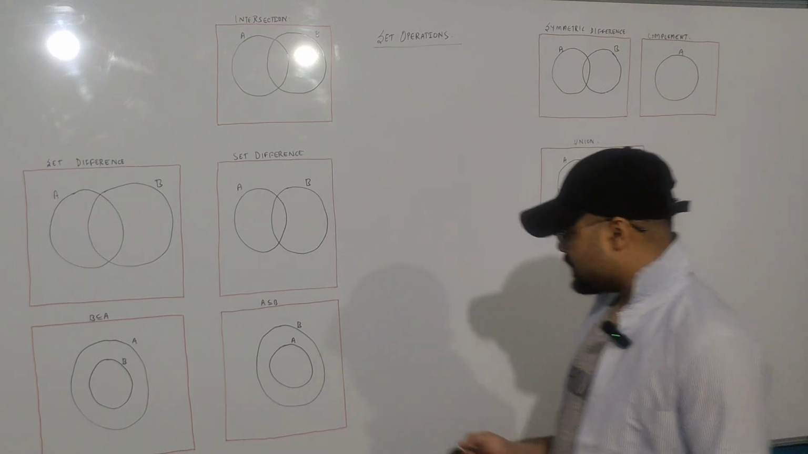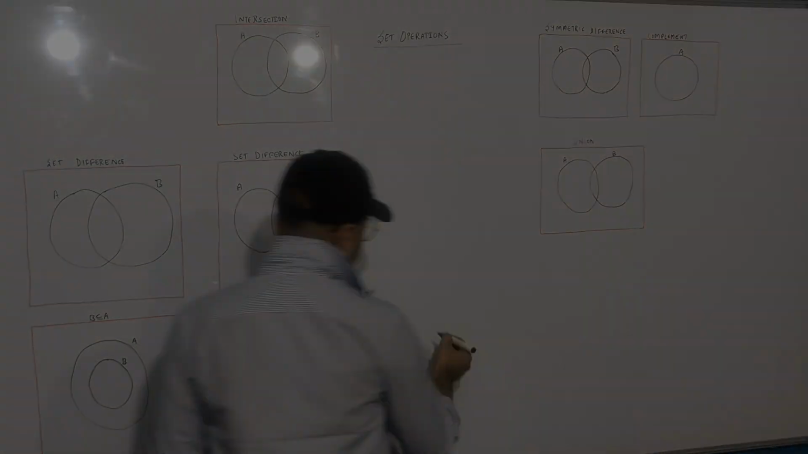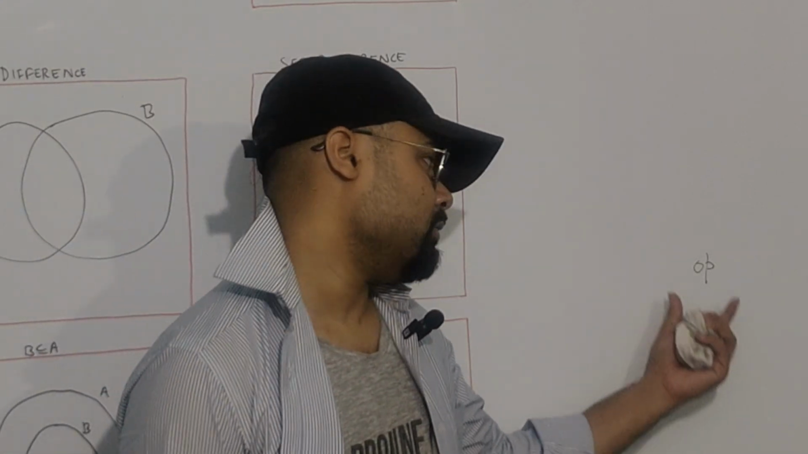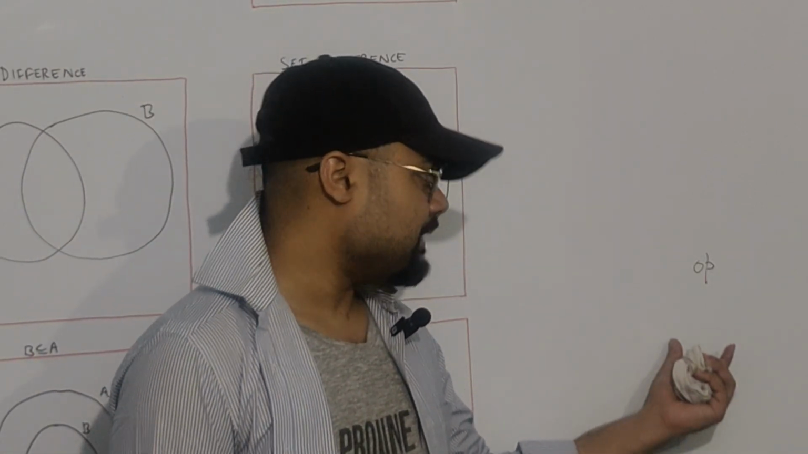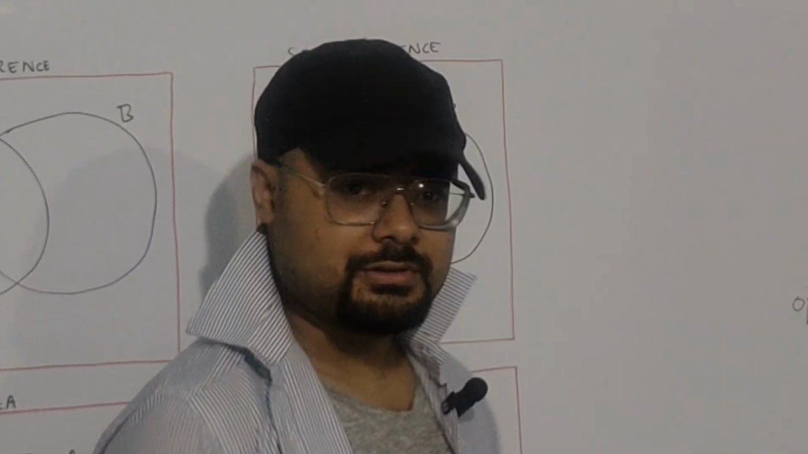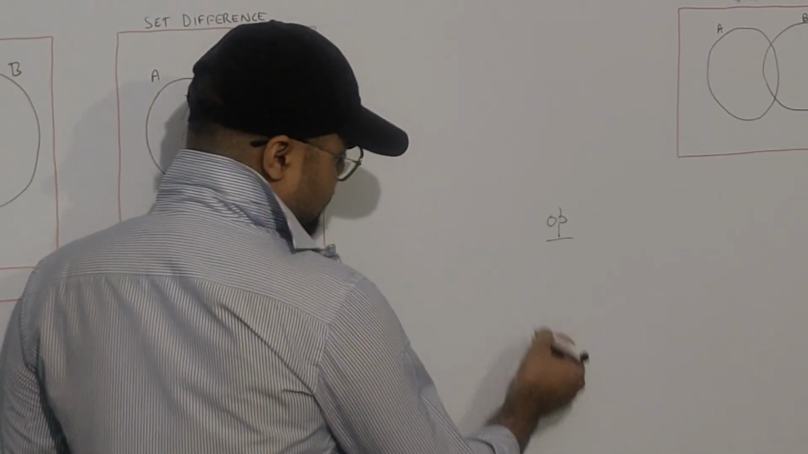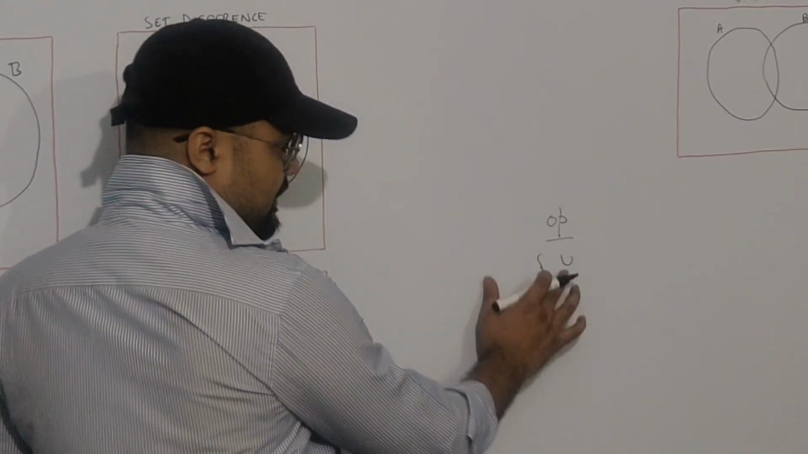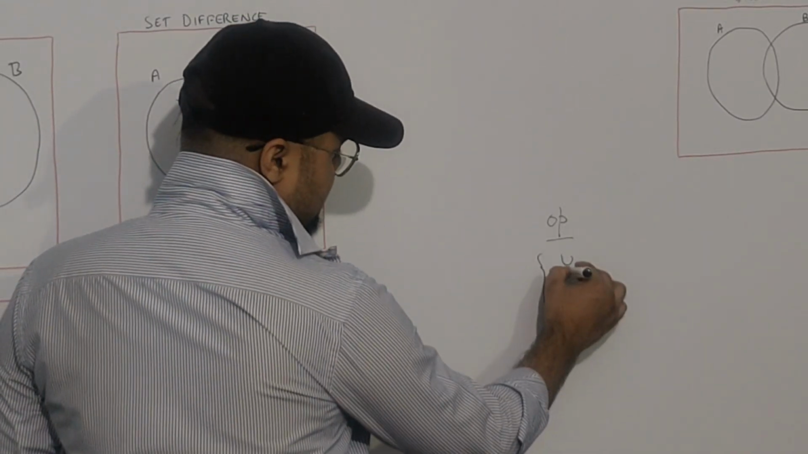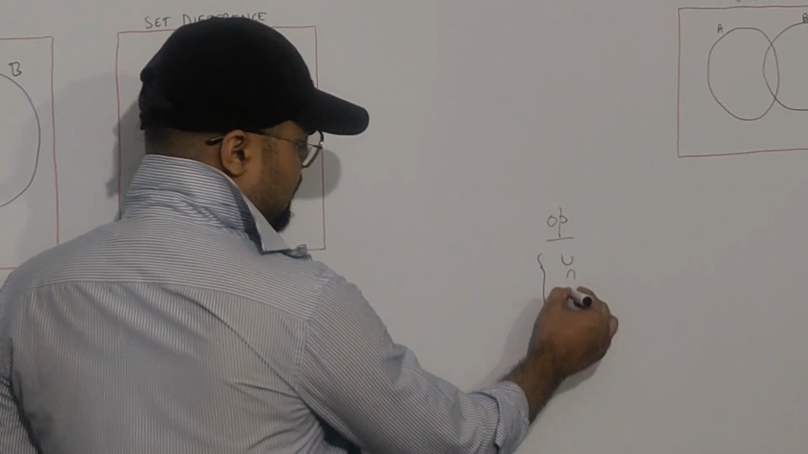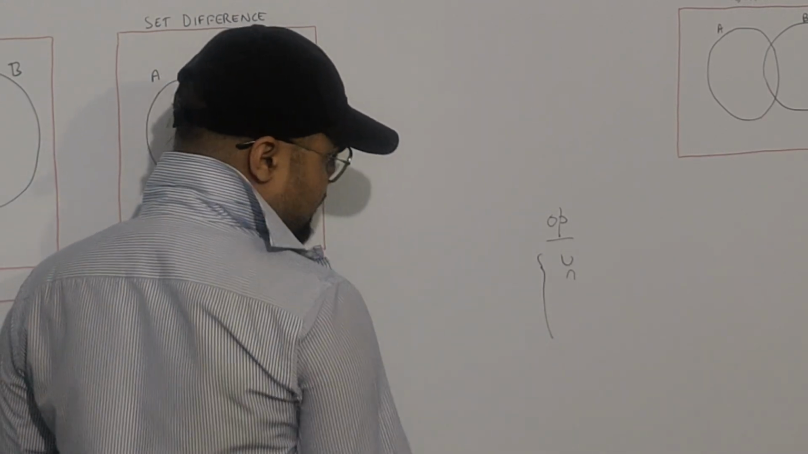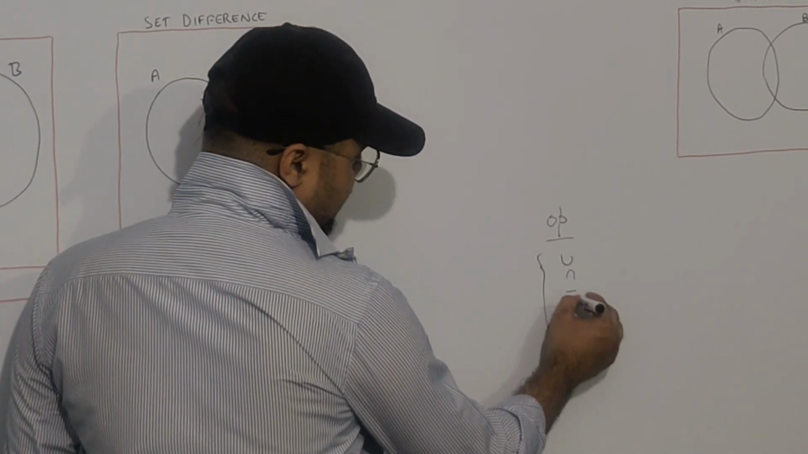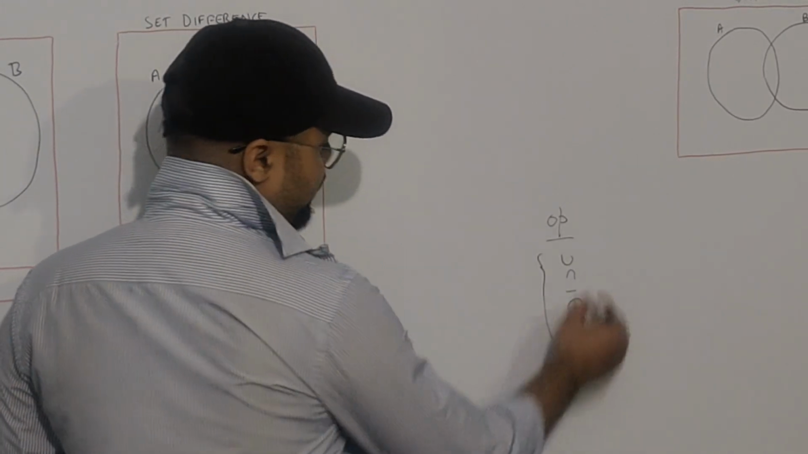So you can think of it in this manner. Op is the operator that can be either union, intersection, set difference or symmetric difference. This is the symbol for union. This is the symbol for intersection. This is the symbol for set difference. This is the symbol for symmetric difference.